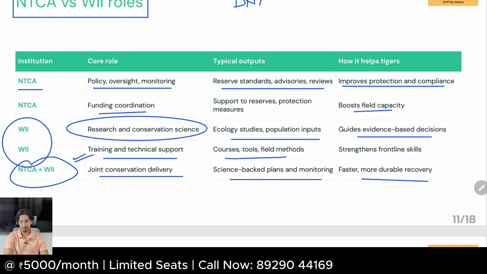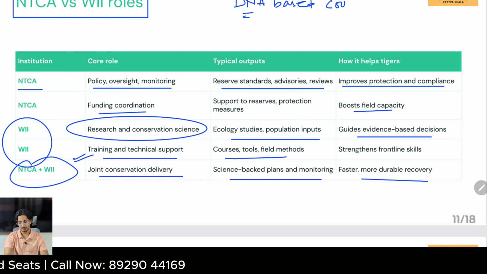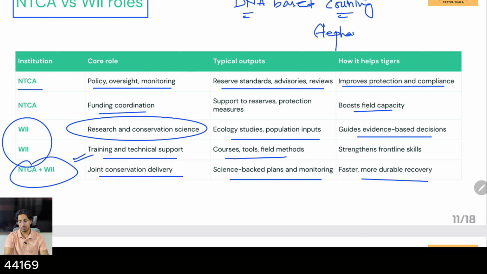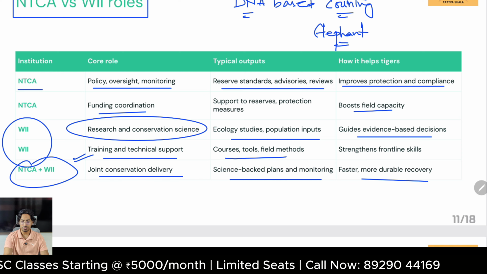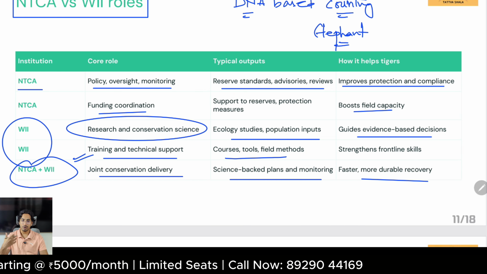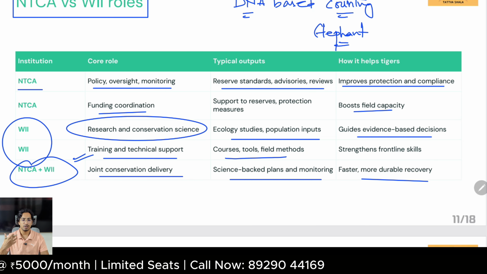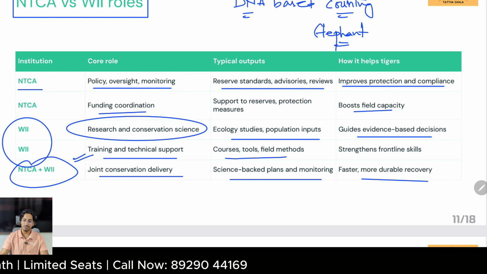So recently, I think DNA-based counting was done for elephants. Already in civil services prelims, this type of question was asked. So this was done for tigers to count the population, right? And we are also now using AI, cameras, thermal cameras, and even DNA-based counting.